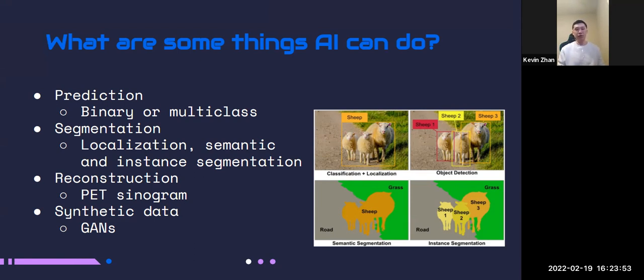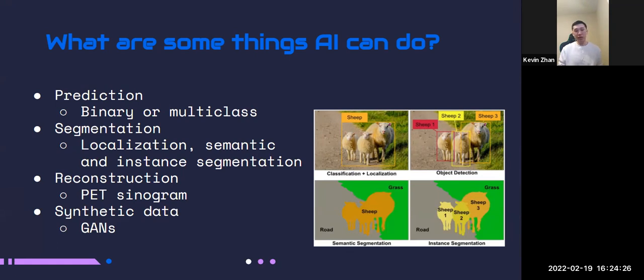Something that is quite interesting for medical imaging is reconstruction. So reconstruction is where we take noisy frequency signal data. Like PET scans, the raw data is a sinogram, and for PET scans that are lower quality or not as high quality, machine learning models can basically take that sinogram data and transfer it into a good looking PET scan image.